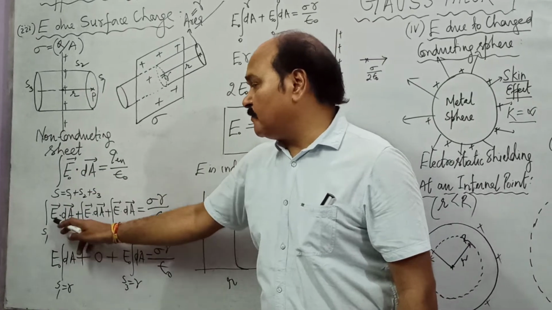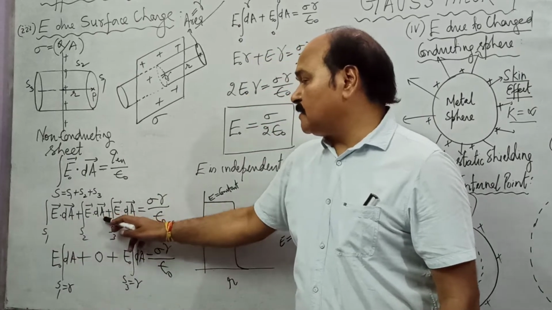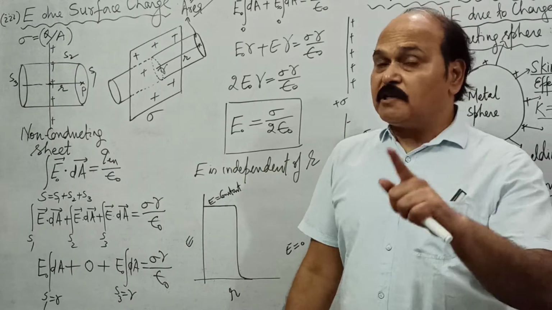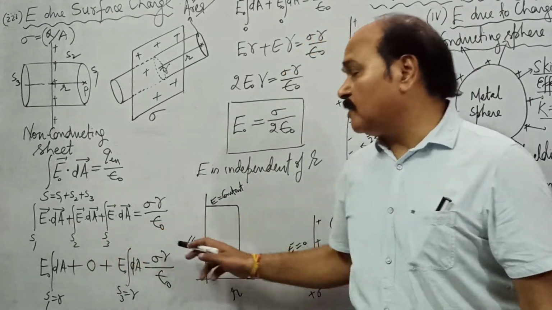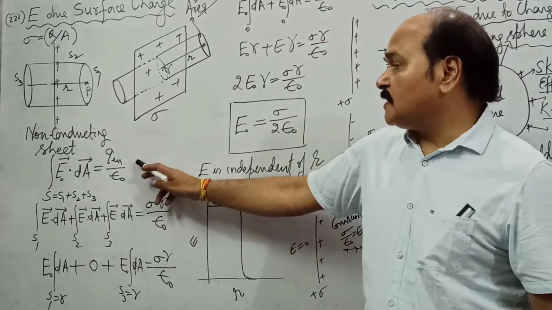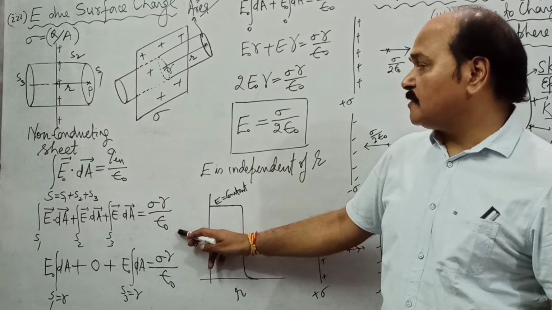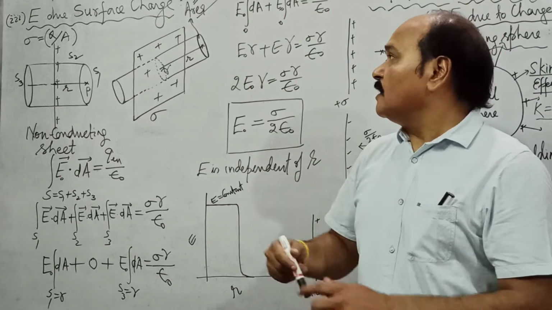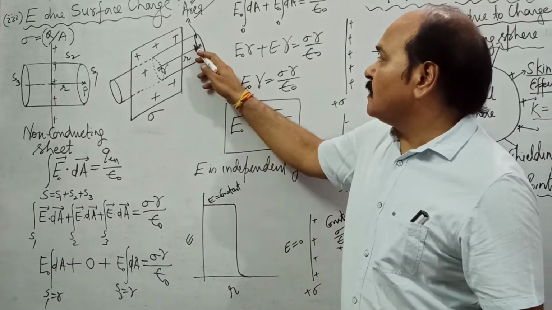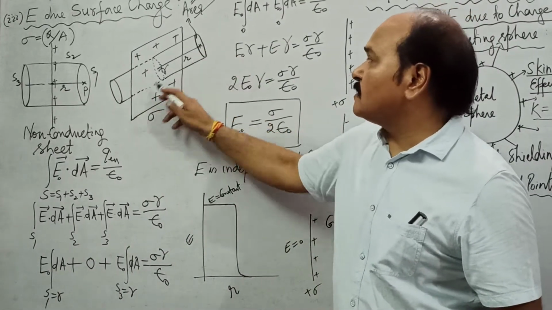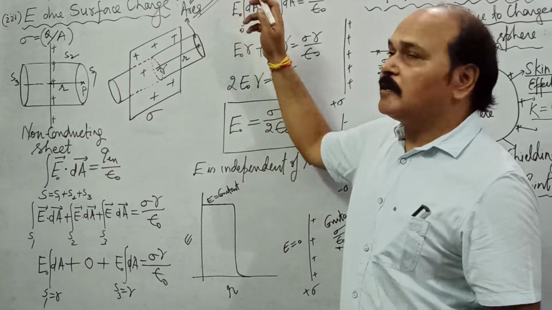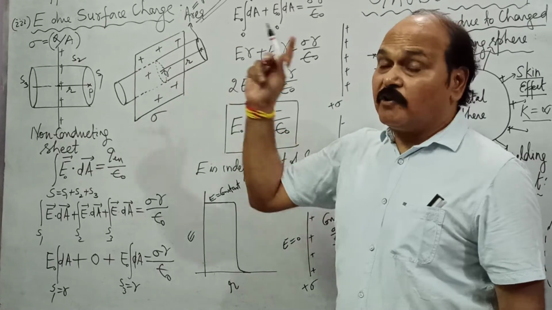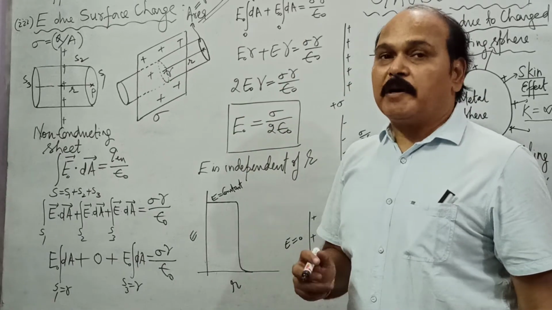So surface integration of E dot dA for surface S1, surface integration of E dot dA for surface S2, and surface integration of E dot dA for surface S3. We add all three and that is equal to net charge enclosed upon permittivity of free space. What is the net charge enclosed in this Gaussian surface? Let us assume that this flat surface of the right circular cylinder has area gamma. So the surface area of the sheet which is inside this Gaussian surface will also have surface area gamma.